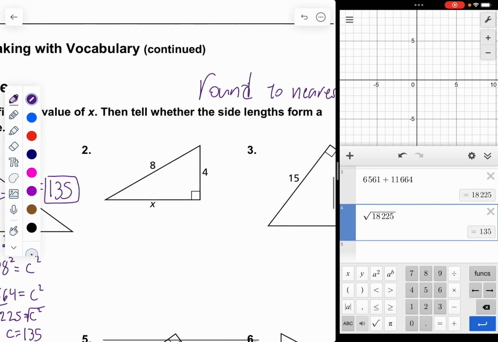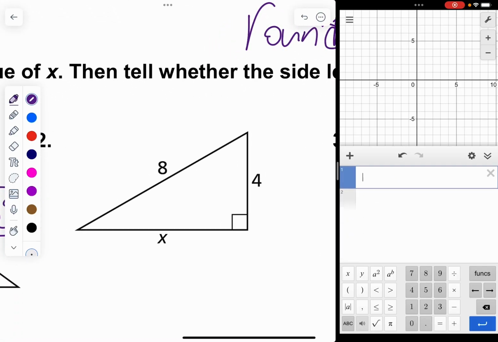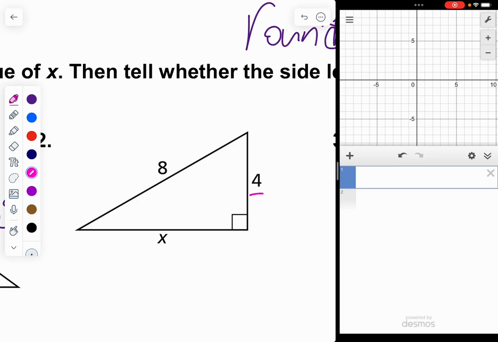Number 2, this triangle right over here, let me clear out my calculator. I have this side at 4, different color, we'll use pink. We have 4 right over here. We have 8 right over here. We're missing this right over here. But this time, the hypotenuse, we already have a number right over there. This time we're not looking for the hypotenuse. We're looking for one of the legs right over here. So that means 4 squared plus whatever x squared is equals 8 squared.